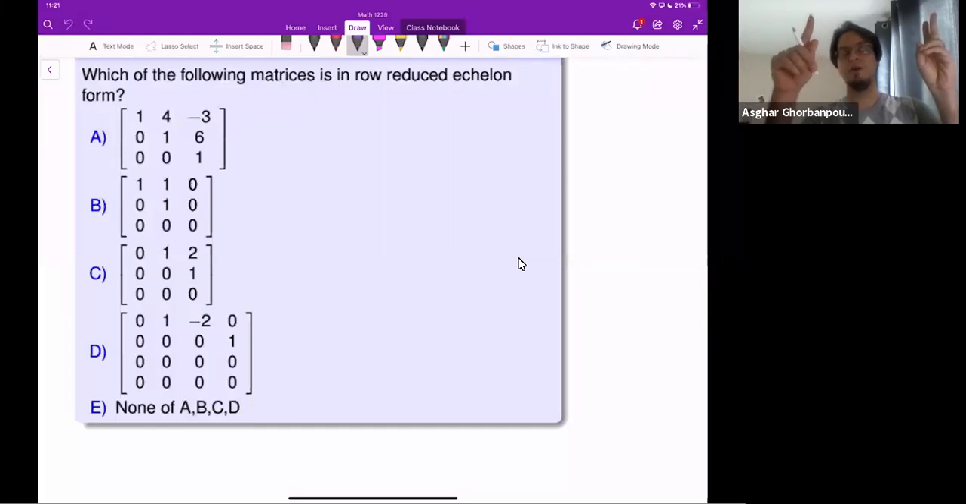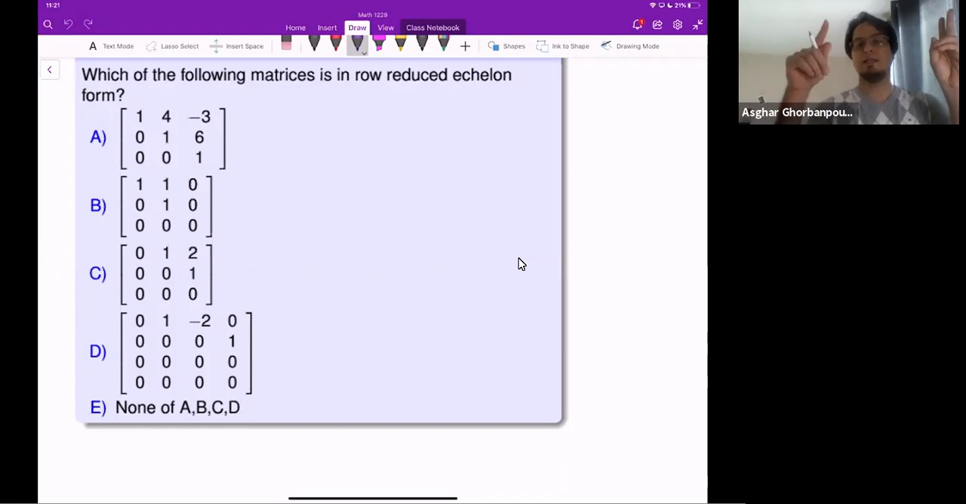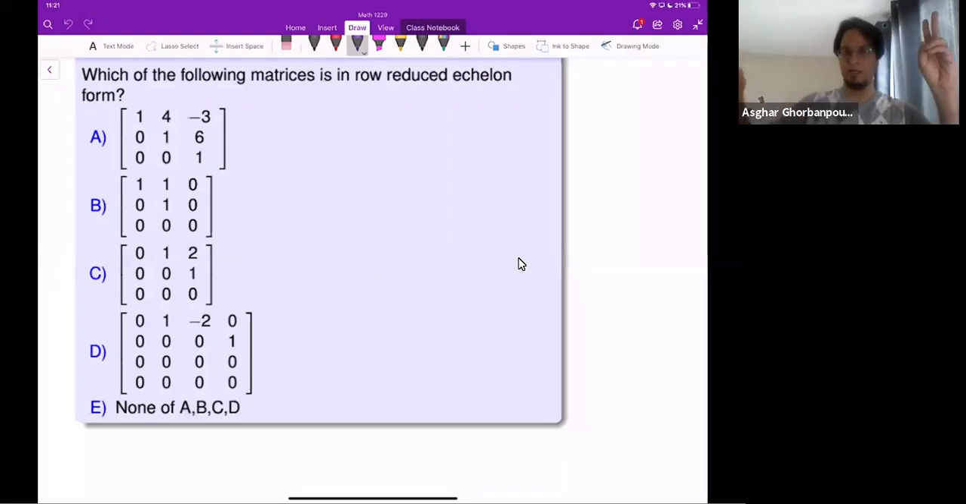I mean, the first non-zero entry of any non-zero row must be one. That's called the leading one. And then every other entry in the columns of a leading one must be zero. And then leading ones must follow the step-like pattern.